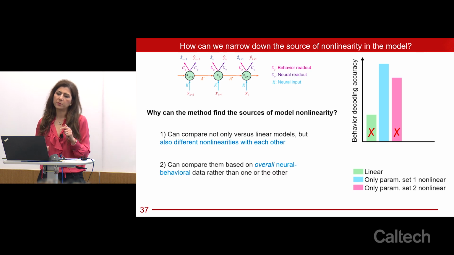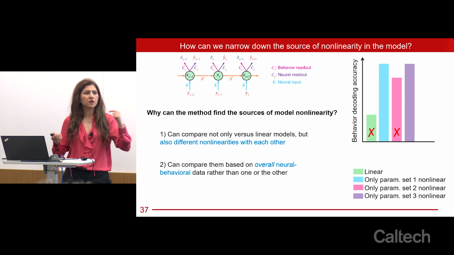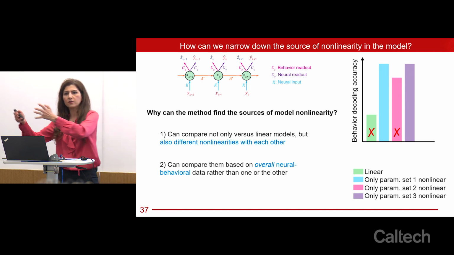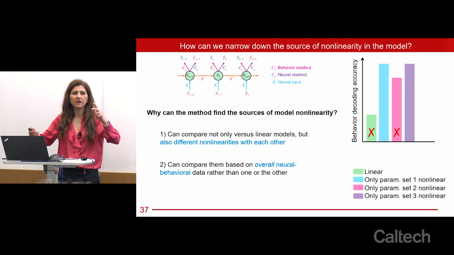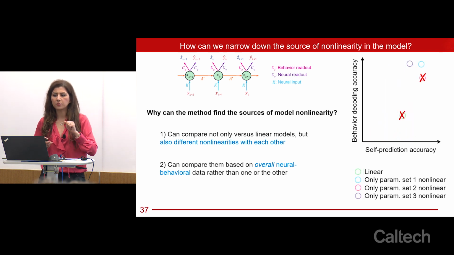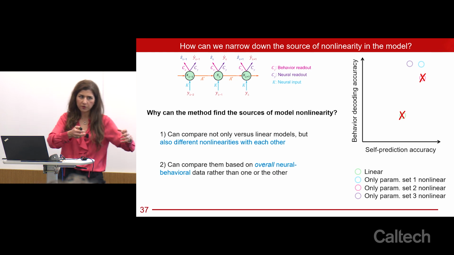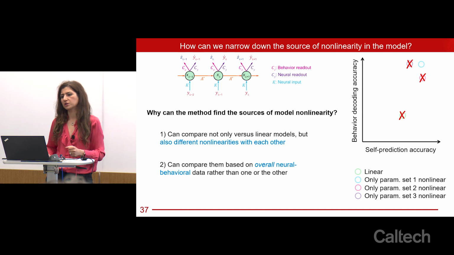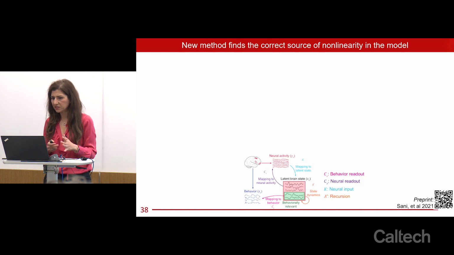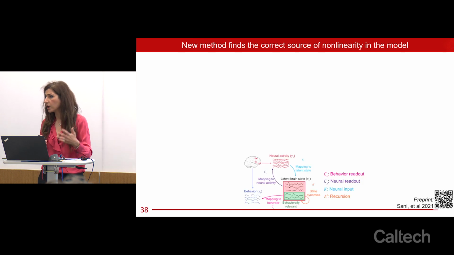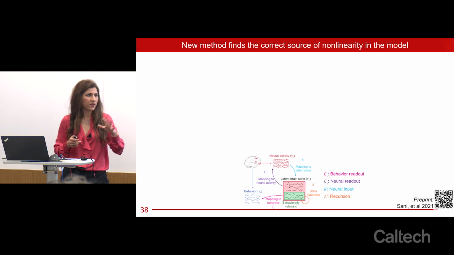Further, the second property is that you can compare different sources not just in terms of decoding of behavior or prediction of neural activity, but in terms of both behavior decoding and neural prediction. Because in some cases, two models may be indistinguishable in one performance criterion, but you can distinguish them when you look at both. So with this justification, we said, OK, let's first confirm this in numerical simulation. We simulated data from models where we knew where the nonlinearity is.